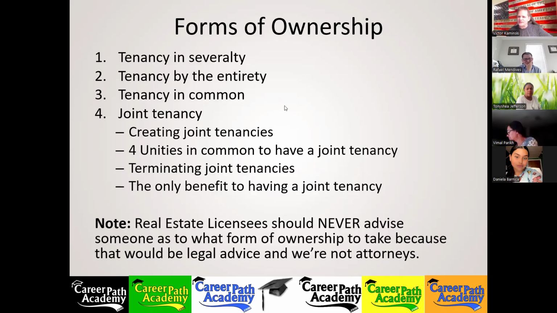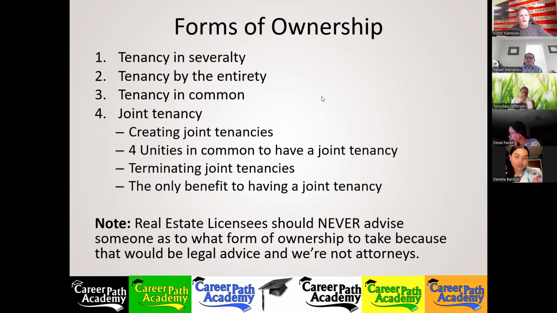You see, it lies in the question. If they say, how would you advise, which form of ownership would you advise that the buyer take in this scenario? Even if you know it, your answer should be none of the above because you don't give legal advice. You don't advise people what form of ownership to take. Attorneys do, right? But if it asks you, what form of ownership would this be in this scenario? Well, that's a little bit different, okay?